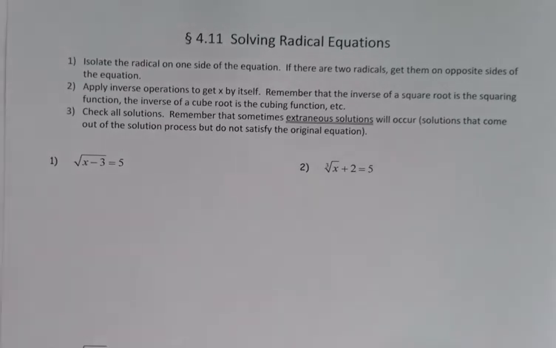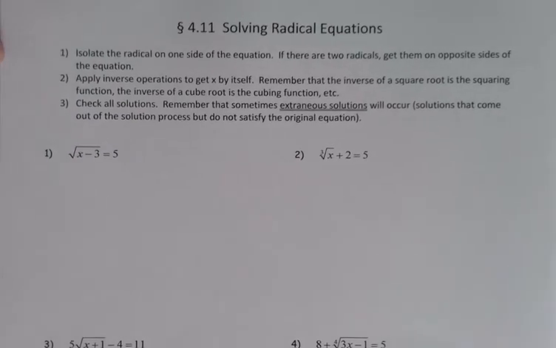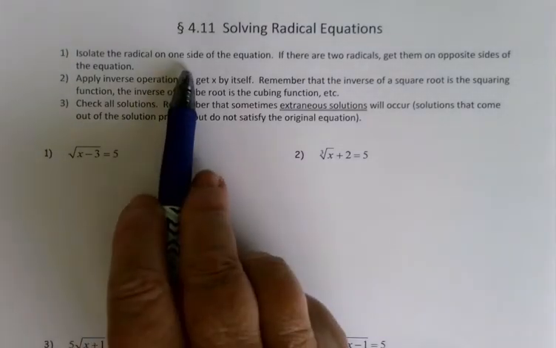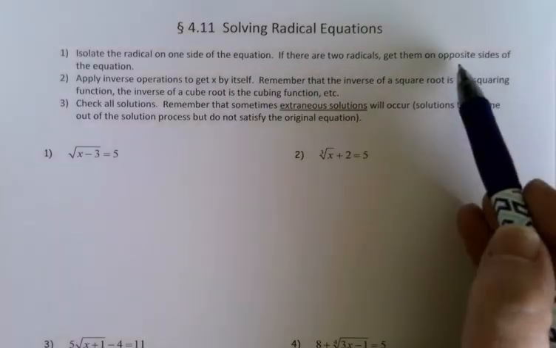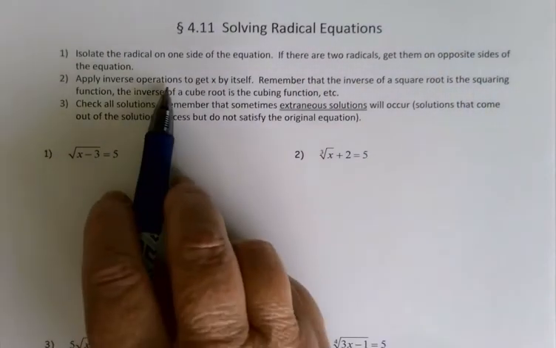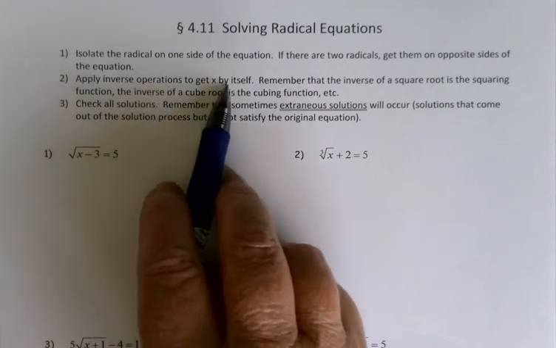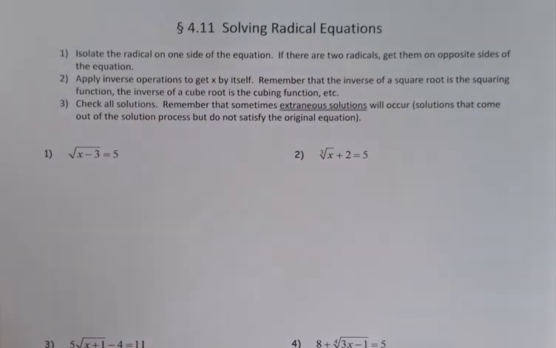This is Math 139, and we're looking at section 4.11, talking about solving equations that contain radicals. So, the basic overview here: we are going to isolate the radical on one side of the equation. If there are two, we'll get them on opposite sides, but we don't want any more than one radical on each side. Apply inverse operations to get x by itself. So, for example, squaring a square root or cubing a cube root. Once we've done that, we should get an equation that we know how to solve.